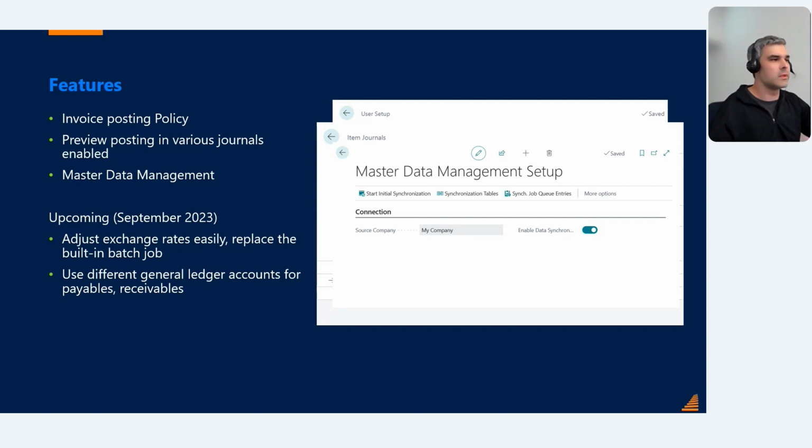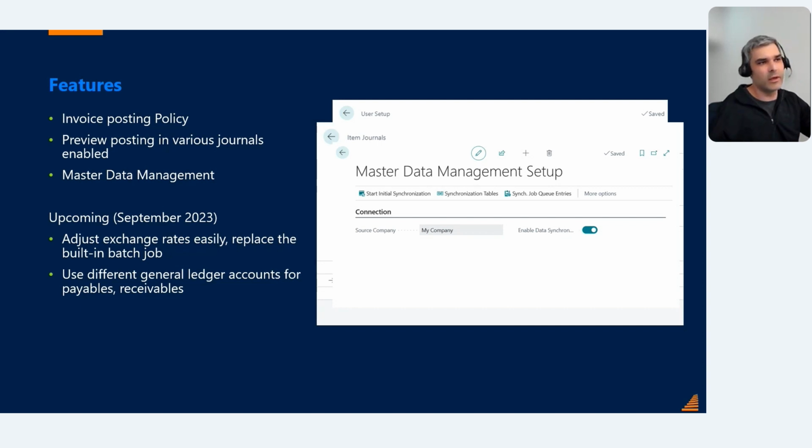Finally, some small features implemented, specifically functional ones, like invoice posting policy. Sorry, I have a bad slide. So invoice posting policy is about setting up a specific user to limit their ability to post, let's say, an invoice document. If you don't want someone to post an invoice, but just, let's say, a shipment, you can define that in user setup. Finally, preview posting is available in most, I believe probably all, of the journals, and you can finally preview posting an item journal.